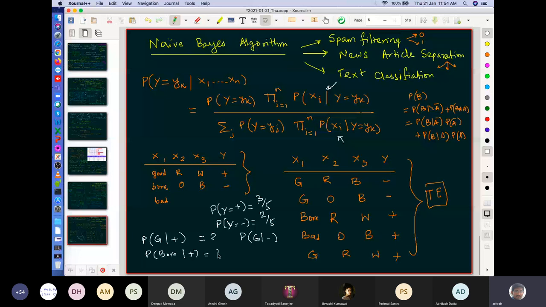So what will be this probability? How do you compute it only from the table? You see which entries are good with plus, along all the plus entries, because it's a conditional probability. So it will be 1/3, because these three are plus, and among them only this one is good. So this probability will be 1/3.